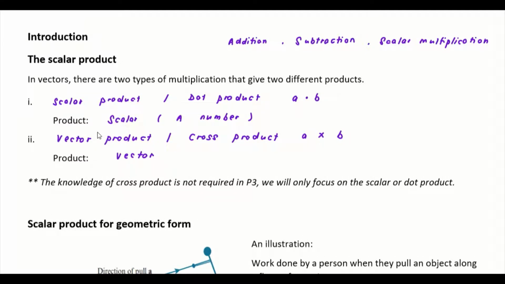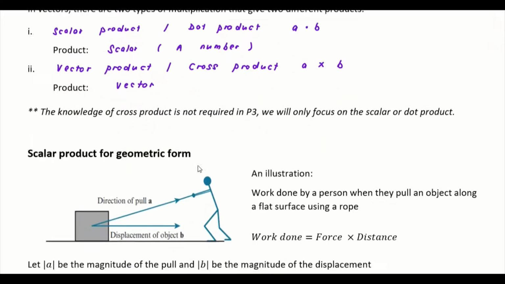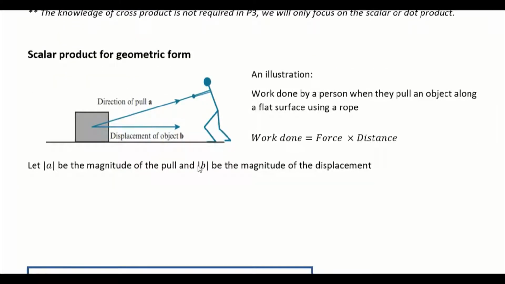Today we are going to look at two definitions of scalar product. The first approach is in geometric form. The second is in algebraic form. At the end of the lesson, we are going to combine these two ideas together, then solve some examples. Let's look at the first approach, which is the scalar product in geometric form.